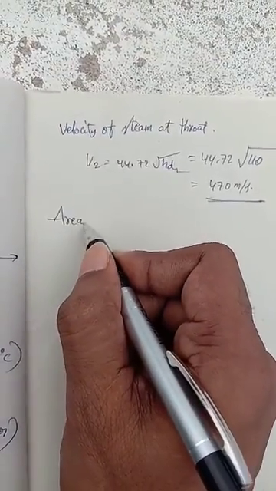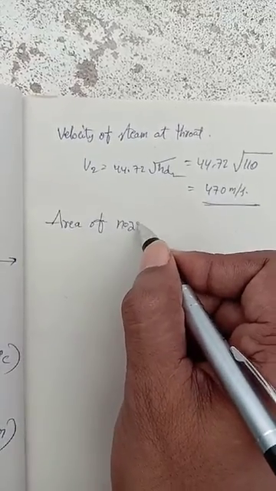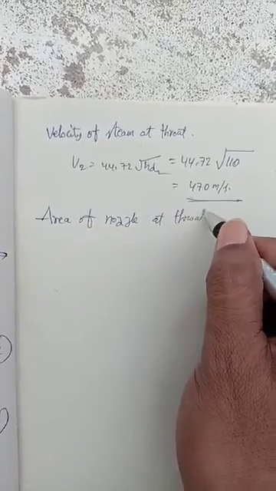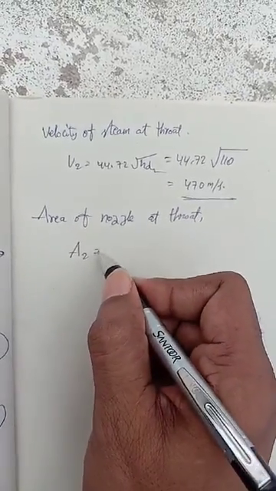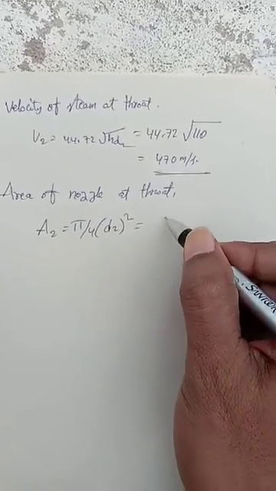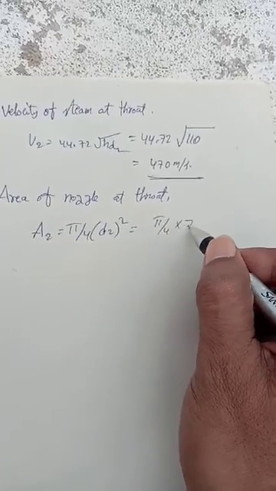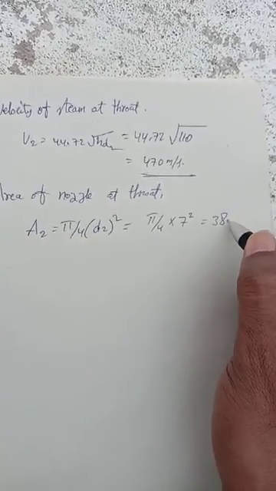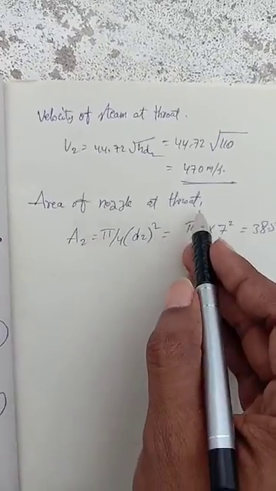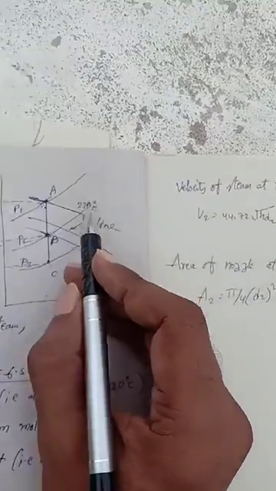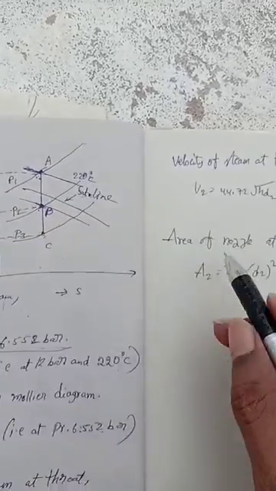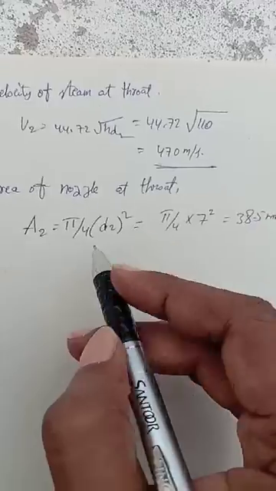Next we go for the area of the nozzle at the throat. A2 is equal to pi by 4 d2 whole square, that is equal to pi by 4 into 7.5 mm square. Here the velocity we find at the throat point, and A2 is the throat area. We find the throat area.